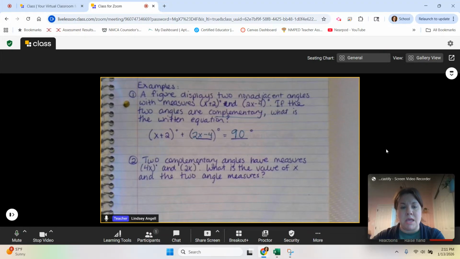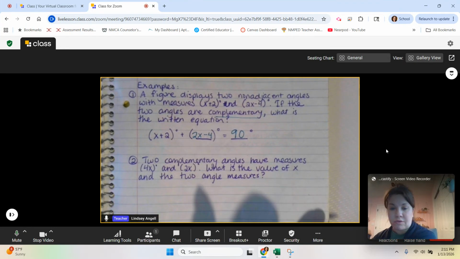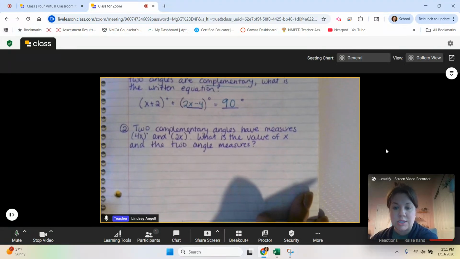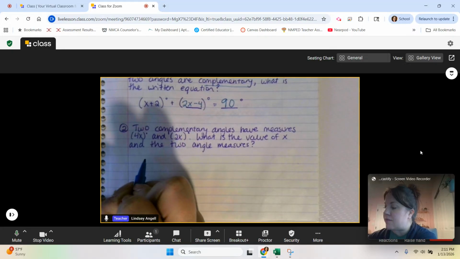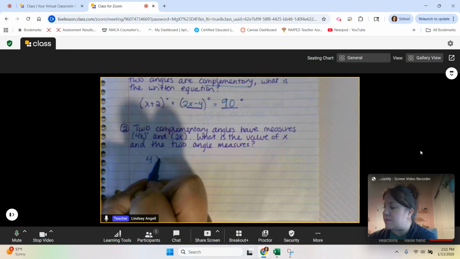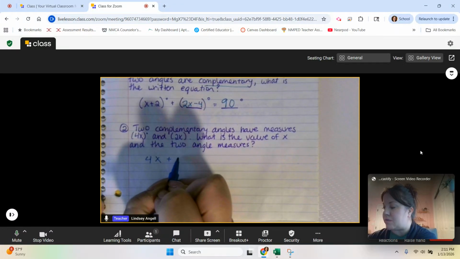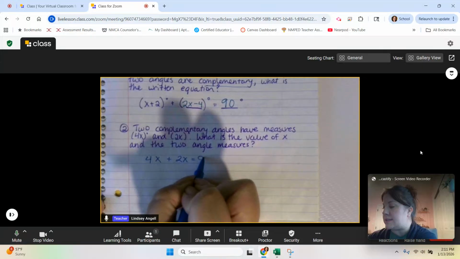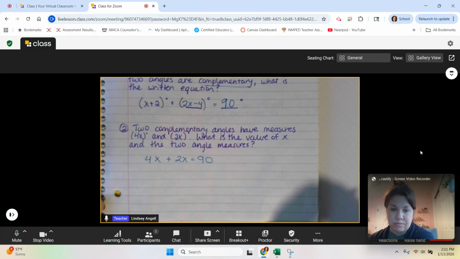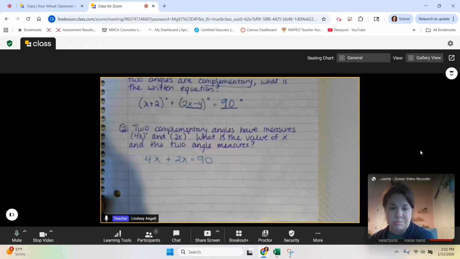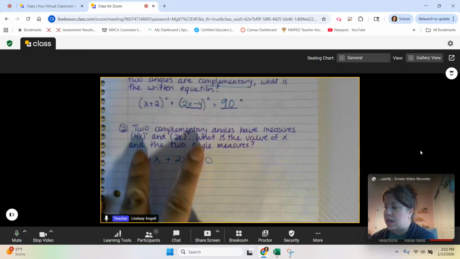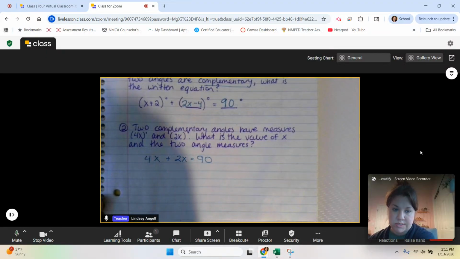Number 2, two complementary angles have measures 4x and 2x degrees. What is the value of x and the two angle measures? So we're looking for 3 things, x and the two angles. So first off, if they are complementary, that means we can add them together. So that gives us 4x plus 2x equals 90, okay? And then we can first solve for x, and then we can use x to plug it back into the original degree measures to solve for those as well.